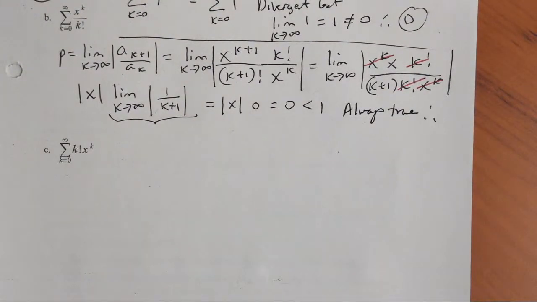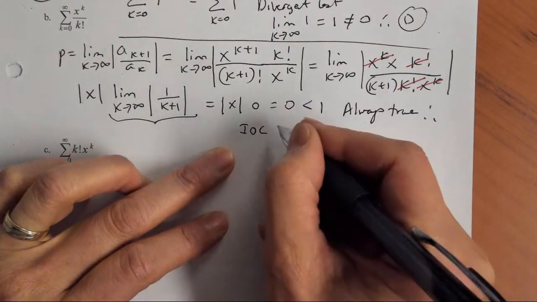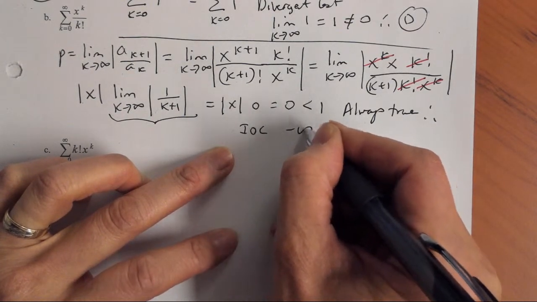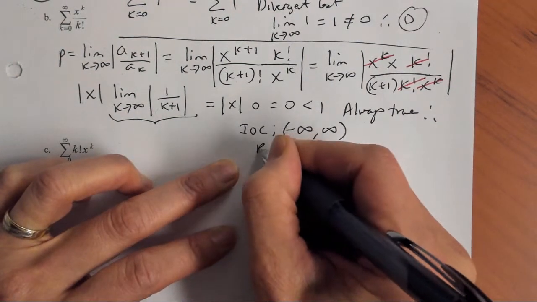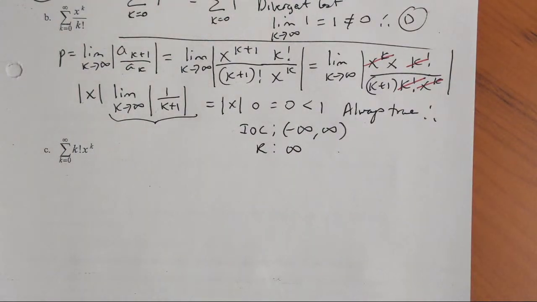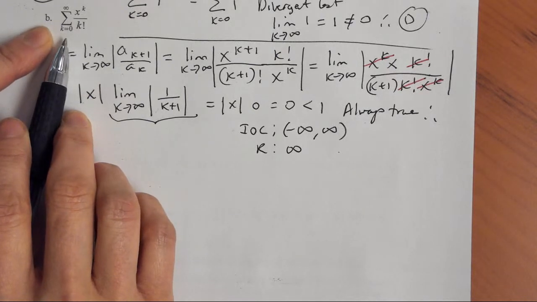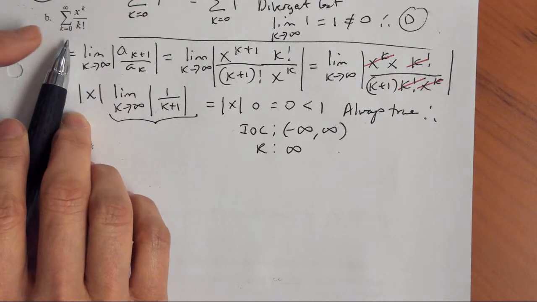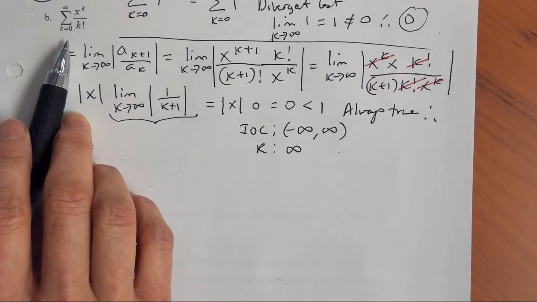Therefore, what we can say is the interval of convergence is going to be all real numbers, negative infinity to infinity, and the radius of convergence is equal to infinity. Right? So that means that as I keep adding more and more terms, it's going to get better and better. And this happens to be e to the x. So if you have e to the x, as you keep adding more and more terms to the polynomial, it gets better and better and better.